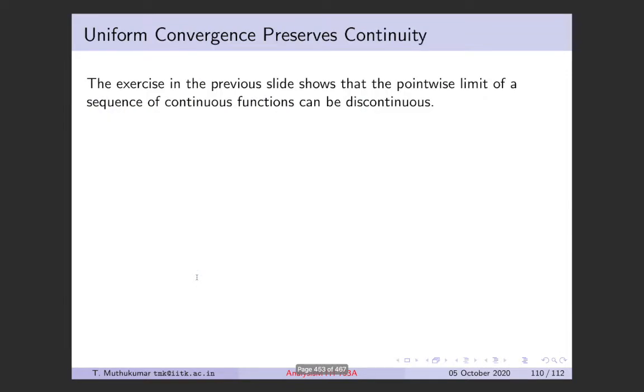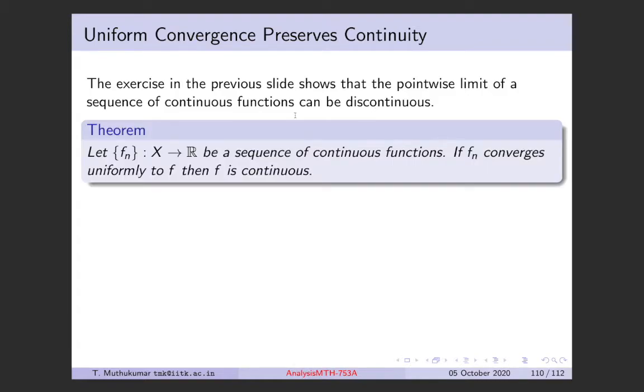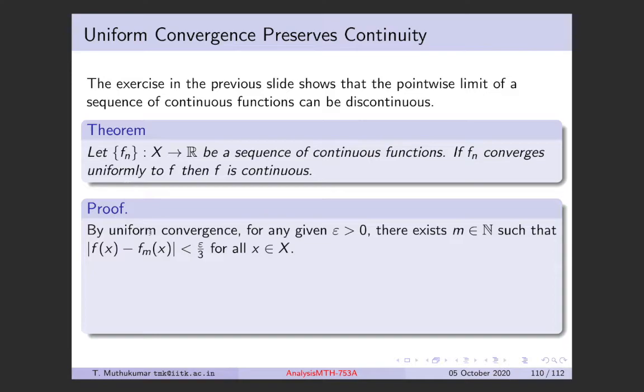As you've seen in the example above, the pointwise limit of a sequence of continuous functions can be discontinuous. Whereas if you take a sequence of continuous functions which converges uniformly to f, then the limit has to be continuous. So uniform convergence preserves continuity. The proof is very easy, so let's quickly recall. By uniform convergence, for any epsilon, there is an m such that this happens for all x. This m that you choose is actually independent of the choice of x. That's what uniform convergence means, right? So you have this inequality for all x in capital X.